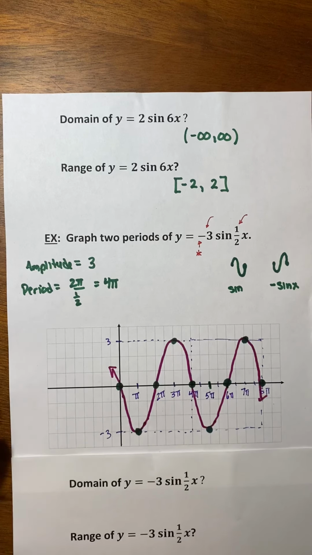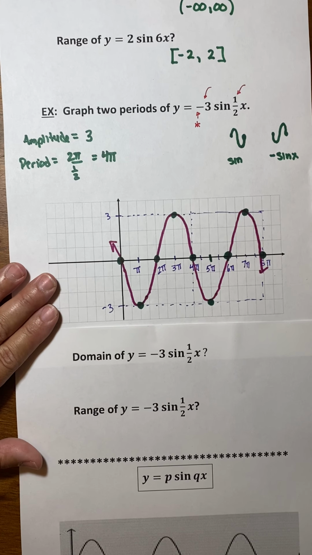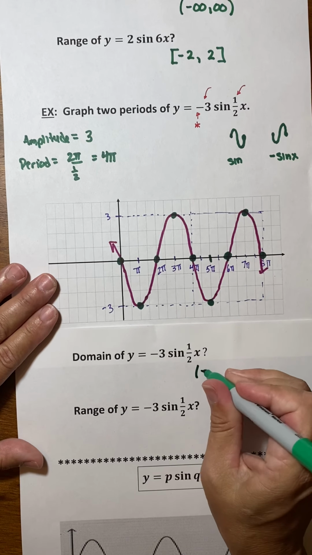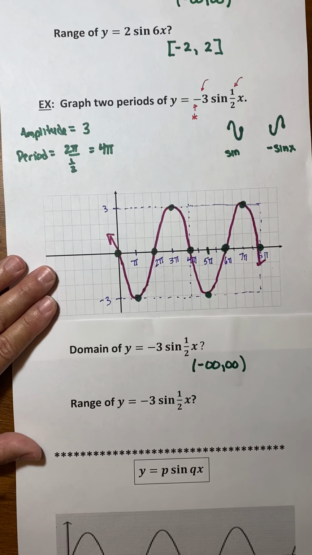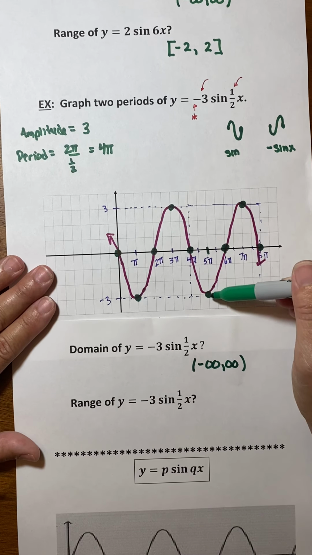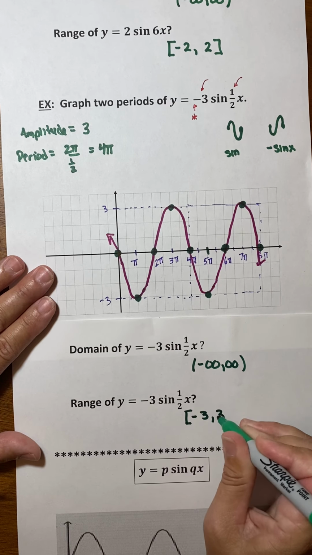So looking at this, the domain of y equals negative 3 sine 1/2 x is all real numbers. The domain of the sine function, unless otherwise stated, is always all real numbers. And the range is, well, it bottoms out at negative 3, and the max it goes is 3. So the range is dependent on the amplitude. So negative 3 to 3.